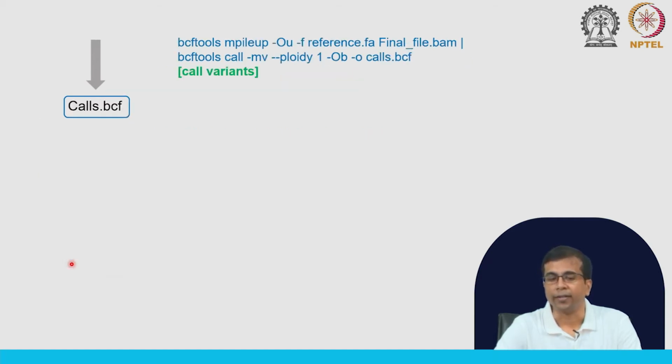What we did next is we called the variants, and this is where we use this command BCFtools mpileup. It is collecting all the data from the final file, followed by this BCFtools call. This is where the variant calling is happening, and we have to mention --ploidy 1 because we are working with a haploid genome. This is haploid yeast, but in case you are working with a diploid genome, this will be 2, and by default this is 2. And then we stored these variant calls in this calls.bcf file.